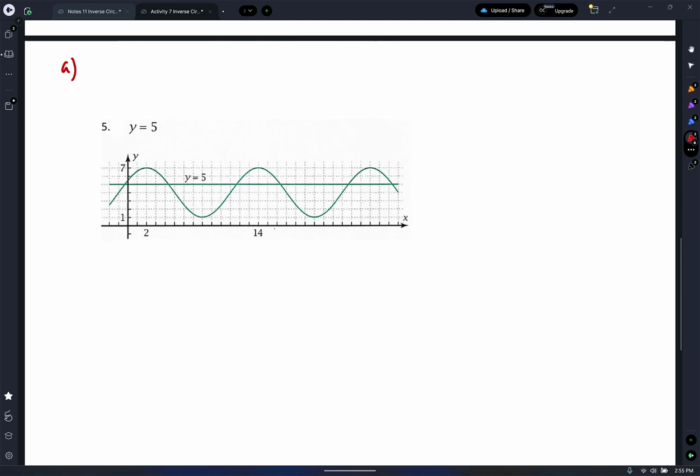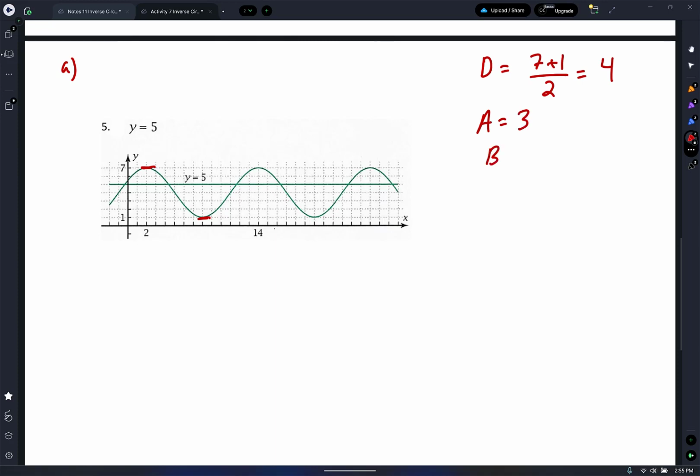Letter A. First, they want the equation of that sinusoid. So, let's find the midline. The high is a 7. The low is a 1. So the D you get by going 7 plus 1, divide that sucker by 2. So 7 plus 1 is 8. 8 divided by 2 is 4. So that's your midline. The amplitude, the A, is the difference between 7 and 4. What's that difference? So that's your amplitude.